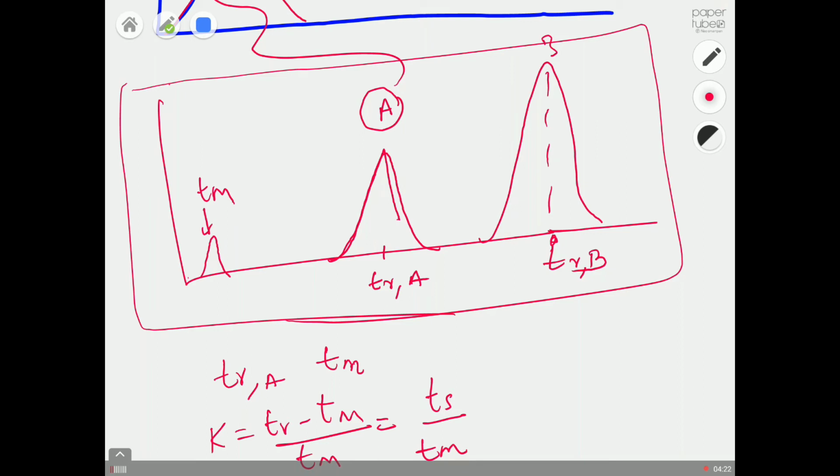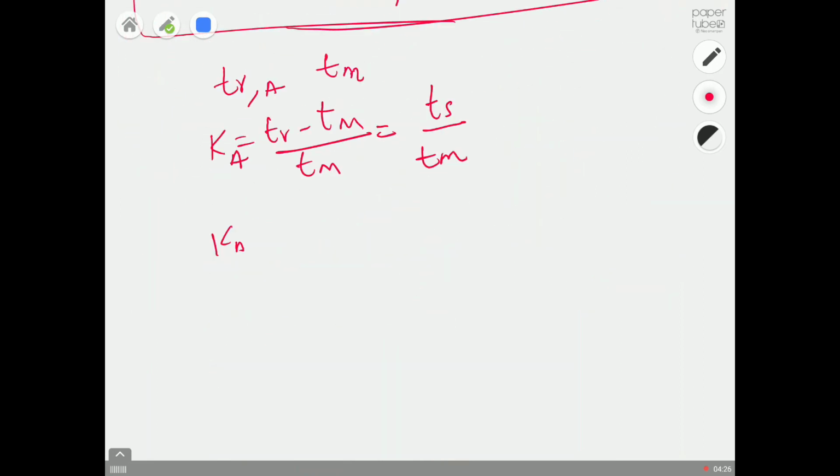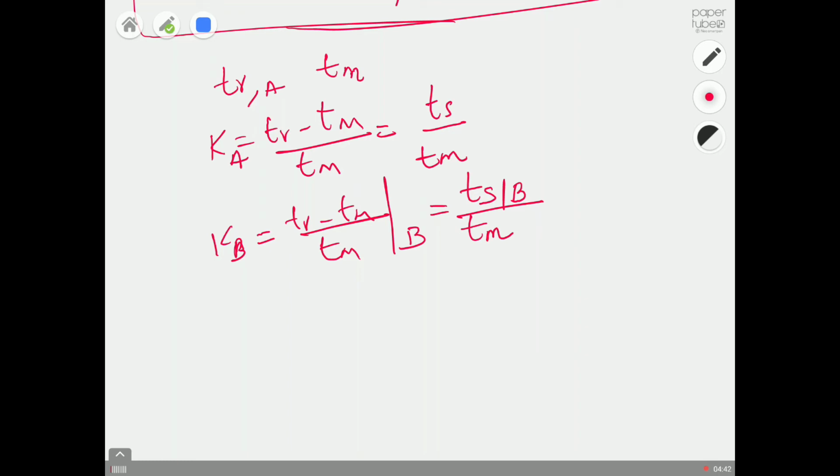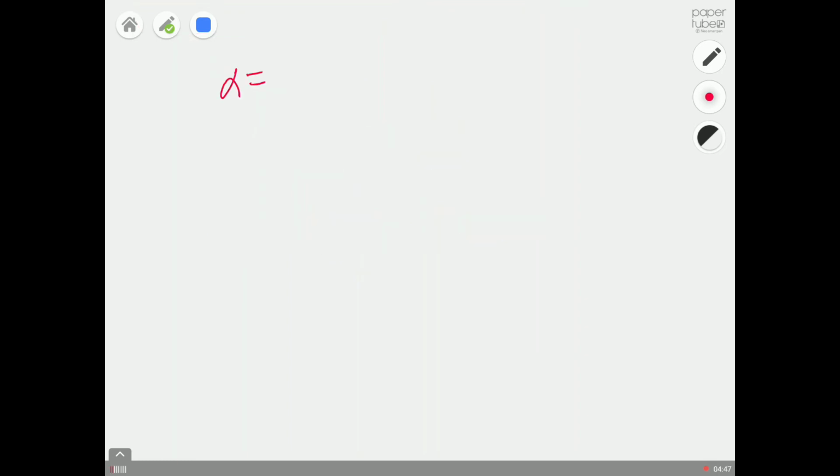And then we can calculate the retention factor for A, and then we can calculate the retention factor for B. Again, tR minus tM divided by tM for molecule B. That should be equal to the retention time of molecule B in the stationary phase divided by the retention time of molecule B in the mobile phase. So from this we can calculate the separation factor, which is nothing but alpha is equal to, in this case, kB by kA.